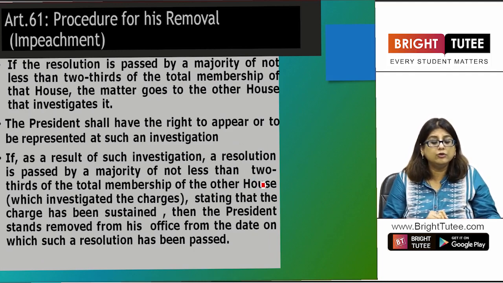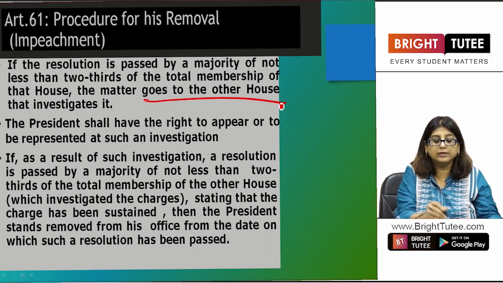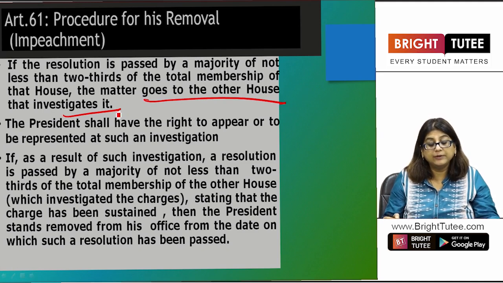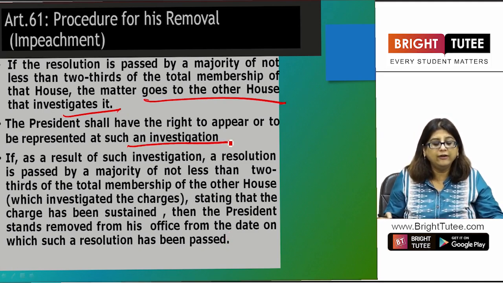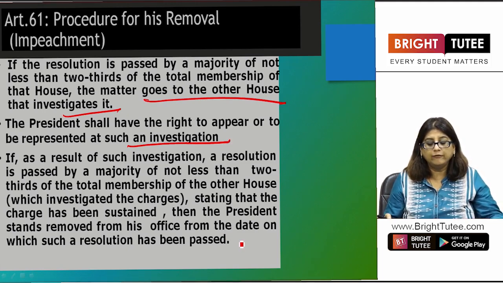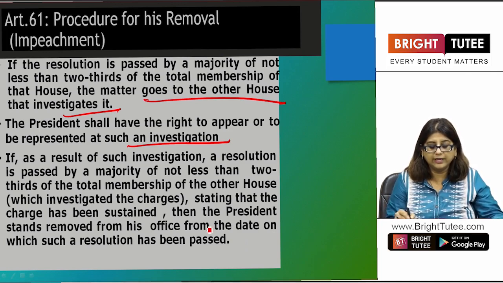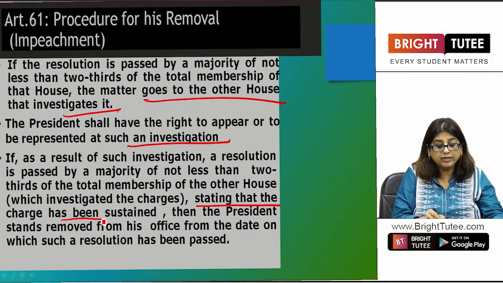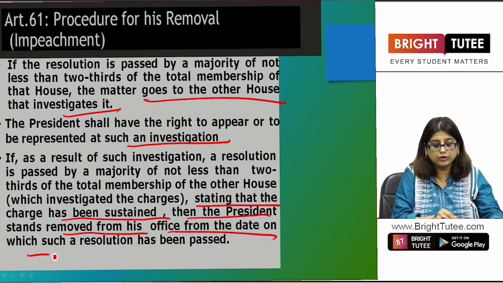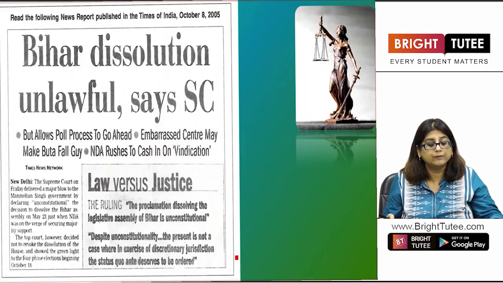If the resolution is passed by a majority of not less than two-thirds of the total membership of that house, the matter goes to the other house and that house investigates it. The president shall have the right to appear and to be represented at such an investigation. If as a result of such investigation, a resolution is passed by a majority of not less than two-thirds of the total membership of the other house which investigated the charges, stating that the charge has been sustained, then the president stands removed from his office from the date on which such a resolution has been passed.